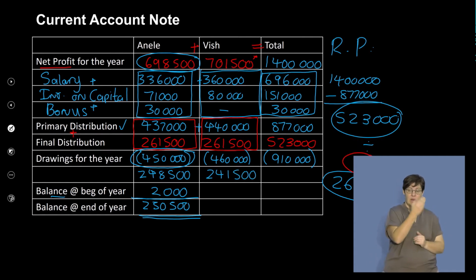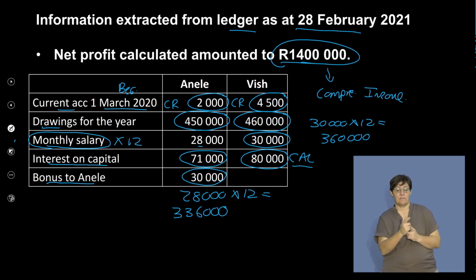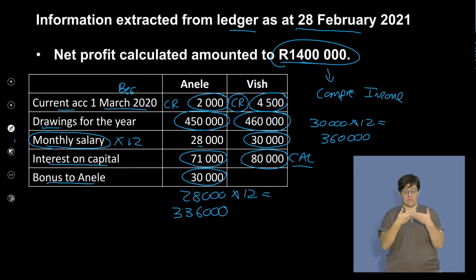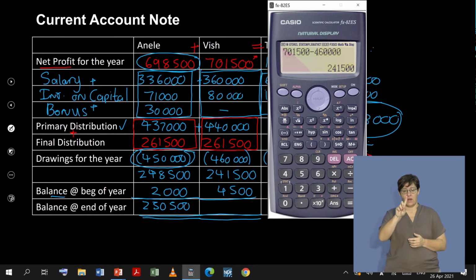So 241,500. Okay, and now let's go back to his balance at the beginning of the year. So again, he's got a favorable balance of 4,500. Normally in the question, there will be a credit or a debit, but obviously credit implies it is favorable. Right, so 4,500 is his opening balance. So let's go and fill that in, 4,500. And at the end of the financial year, his current account balance is an amount of, let's get the calculator out, 241,500 plus opening balance 4,500 to give us an amount of 246,000.